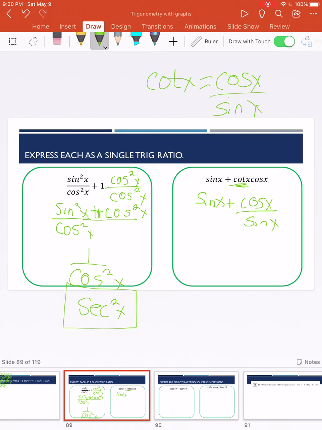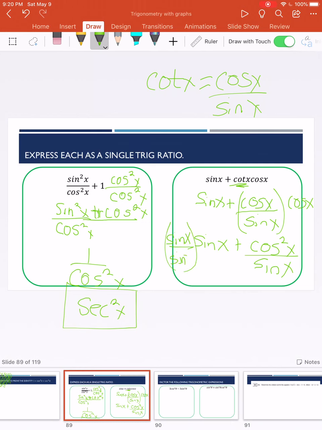Okay, so now we have sine x plus cos times cos is cos squared x all over sine x. So this actually looks pretty similar to a question we just saw. So we have a fraction and a non-fraction. So in order to join this as one fraction, we need a common denominator, which in this case is sine x. So I'm going to need to times my expression on the left by sine x over sine x so that I can use that common denominator.